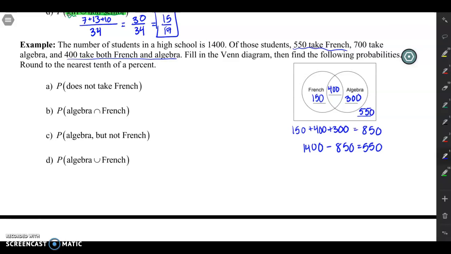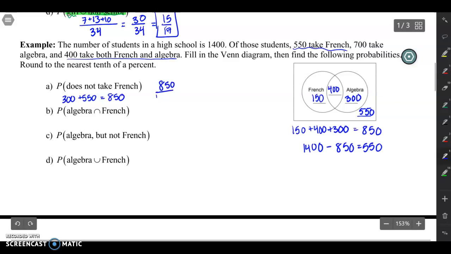All right, so let's go ahead and answer some probability questions. So what's the probability that if you choose a random student, the student does not take French? Okay, so here we're just looking at people that are not in the French circles. So if you look at it, there's 300 kids that are in algebra but not French, and then there's 550 kids that are in neither. That's 850. Okay, so that means there's 850 kids that don't speak French out of the 1,400 kids that are at the school.